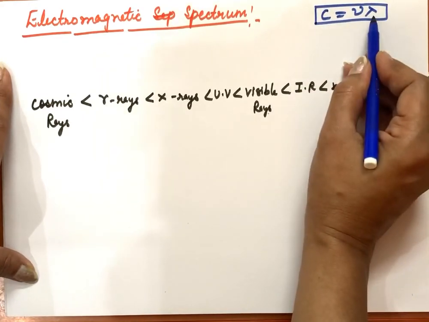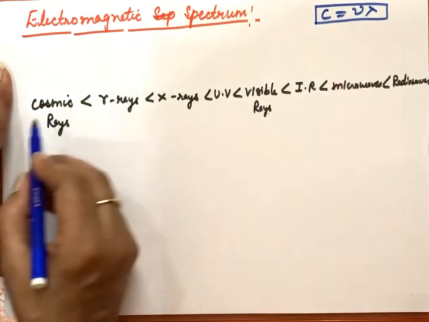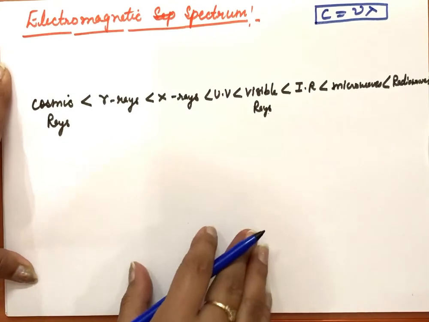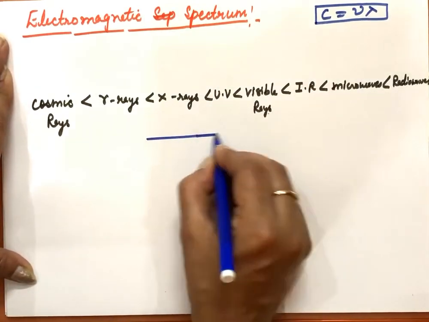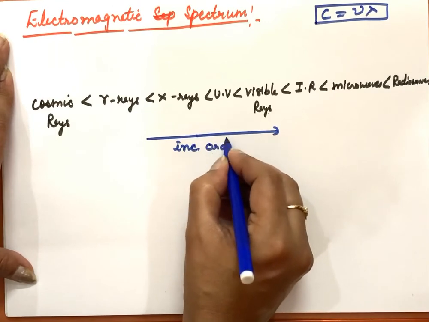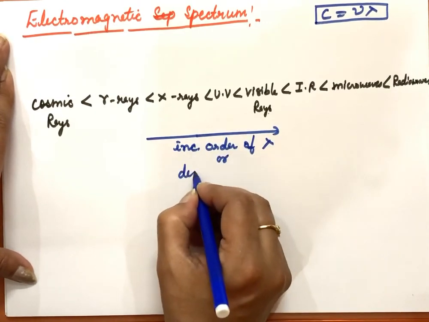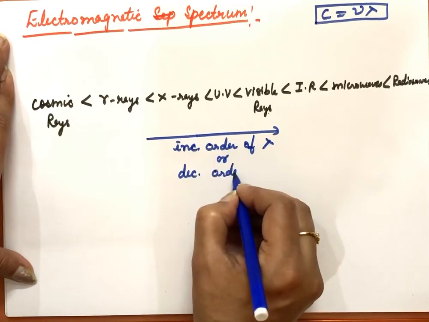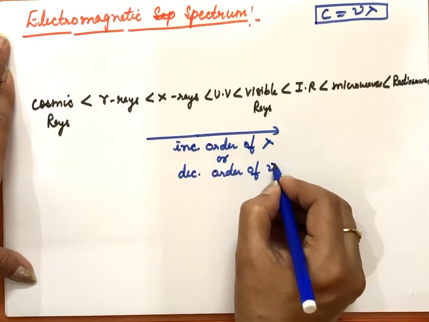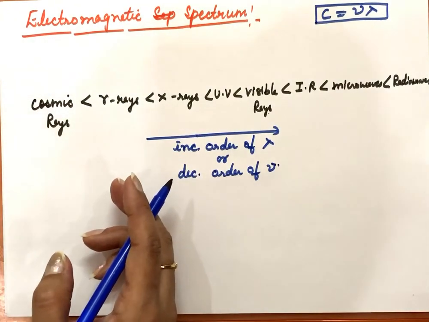So if I'm saying increasing wavelength, I'm arranging, I can say decreasing frequency, I'm arranging also. So these radiations you can say are arranged in increasing order of wavelength, or we can say this is decreasing order of frequency. So this arrangement only is known as electromagnetic spectrum.